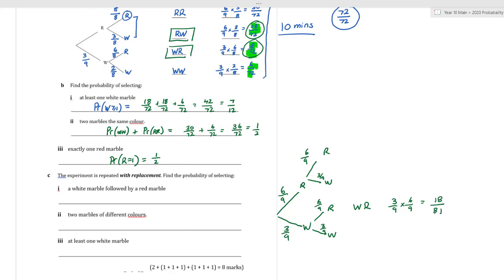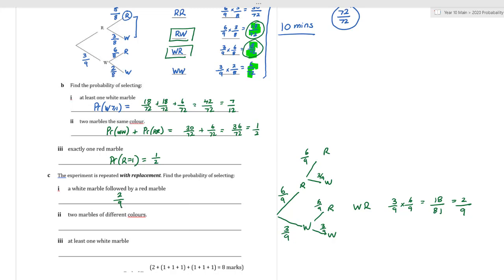Now, once again, is there a number which goes into both of those? Well, yeah, there is actually. If I could divide both by 9. 9 goes into 18 2 times, and 9 goes into 81 9 times. So there you go. The probability of a white then a red is 2 over 9. Your calculator will tell you that as well.